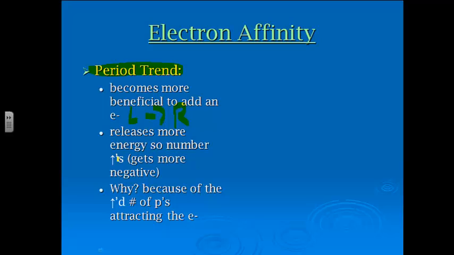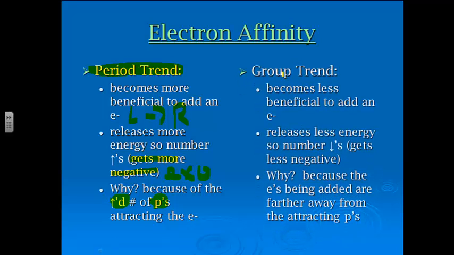Okay, the period trend: it becomes more beneficial to add an electron as you move from left to right. So the number increases, but I'm going to challenge your math here. When we say increases, we're going to say gets more negative, simply because it's an exothermic reaction. Why? Well, same why keeps coming up. You get this increased number of protons attracting the electrons at that level in the nucleus.